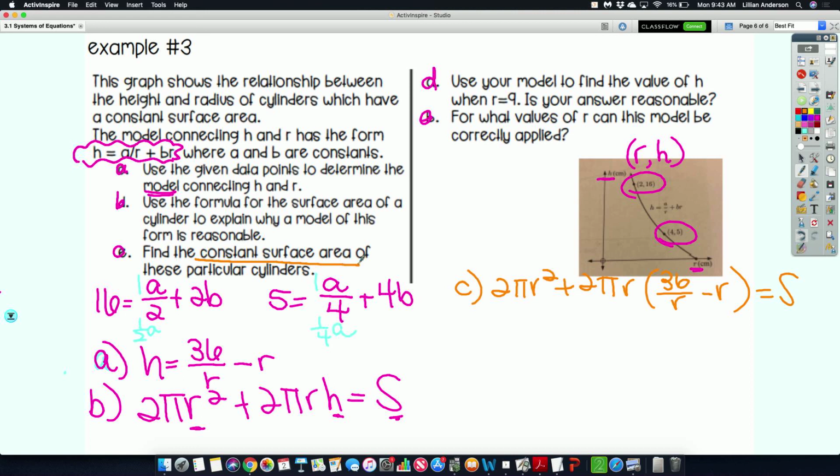And this is what I want you guys to do. This side, I want you to plug in 2 and get the surface area. This section, I want you to plug in 4 and get the surface area. Okay? But since I've already used h and plugged it in, I only need to plug in the one number of the coordinate. Okay? So go ahead. You guys are plugging in 2. You guys are plugging in 4. It should be the same no matter which one you plug it in.